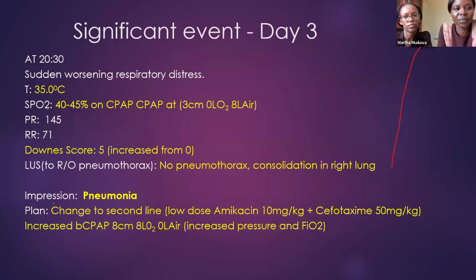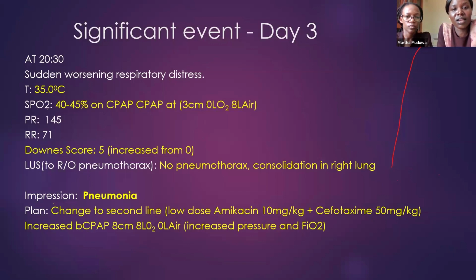On the day 3, our baby was still reviewed at 8:30. There was sudden worsening of the distress. Temperature here again went down. Our SpO2 went down. That meant that there was something not well. And then the CPAP settings were 3 centimeters, 0 oxygen. That could have caused this hypoxia. Again, the baby's desaturating. That meant that we had to do something. The Downes score was 5. That means that the baby again went into severe respiratory distress.